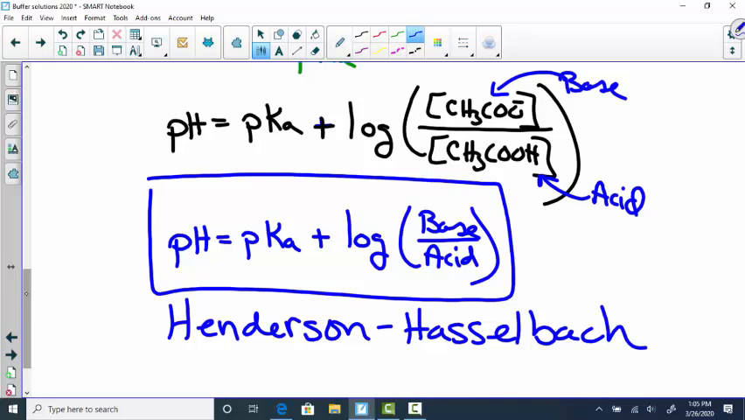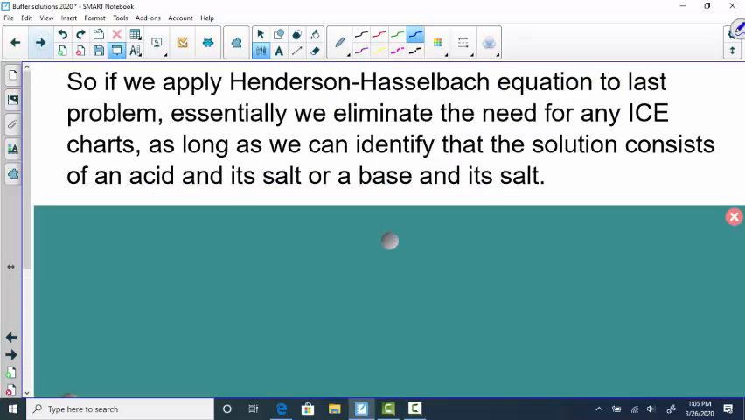And basically what it allows you to do is solve a buffer solution without ever making an ice chart. So we can eliminate partially ice charts. Okay, so if you basically take the Henderson-Hasselbalch equation and apply it to the last problem, we can eliminate ice charts as long as we can identify that the solution consists of an acid and its salt, or a base and its salt. So you need those two things. Okay?